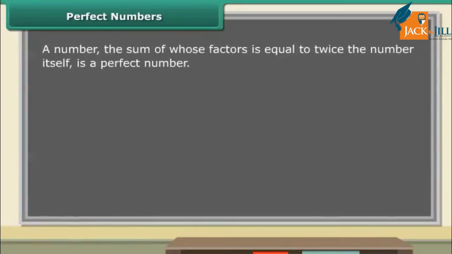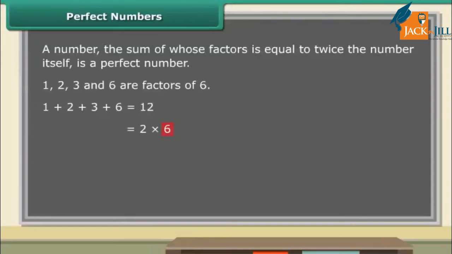A number, the sum of whose factors is equal to twice the number itself, is a perfect number. For example, 1, 2, 3, and 6 are factors of 6. The sum of the factors 1, 2, 3, and 6 is 12, which is the same as 2 times the number 6. Hence, 6 is a perfect number.